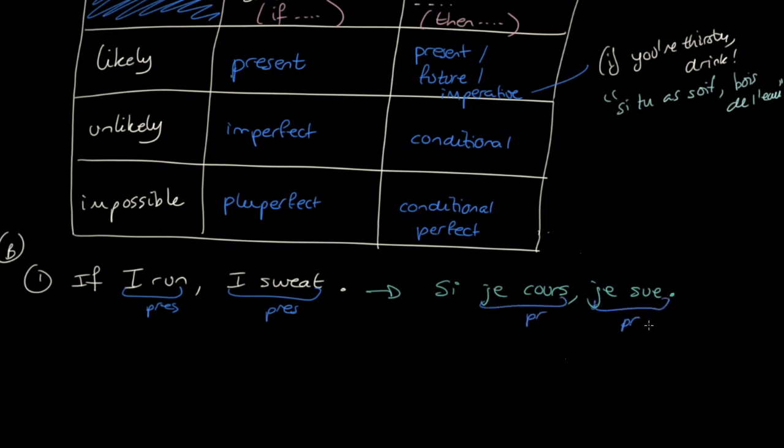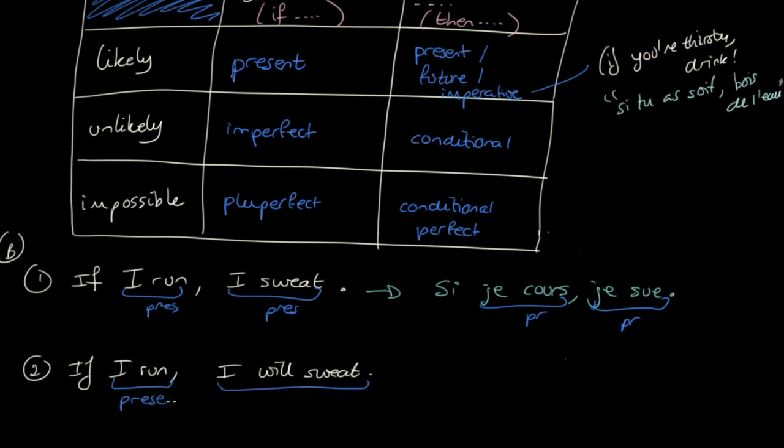Present. Yep. Or we could say, if I run, I will sweat. So think about the difference there in terms of what they mean. If I run, I sweat. I'm just making a general statement, aren't I? But you could say, if I run, I will sweat. You're kind of implying that you're going to run, aren't you? Yeah, it's likely. So you've got likely and likely here.